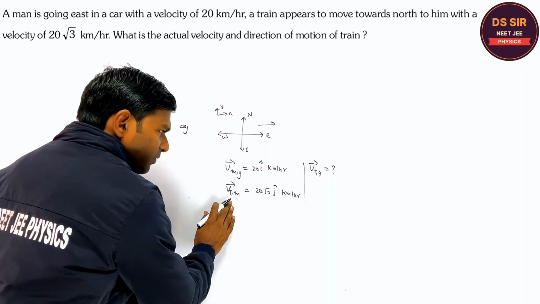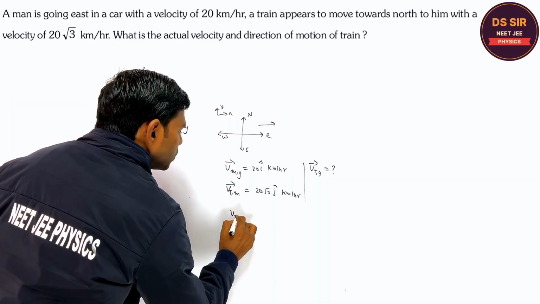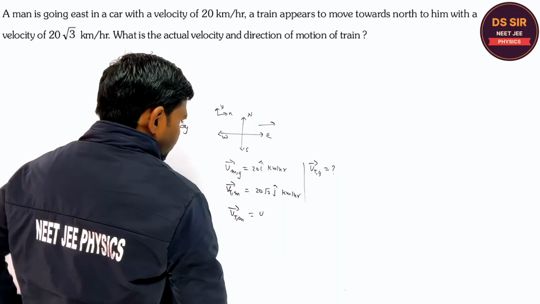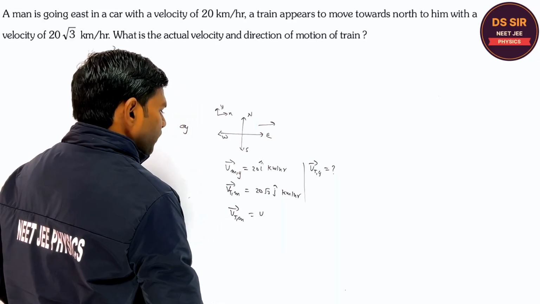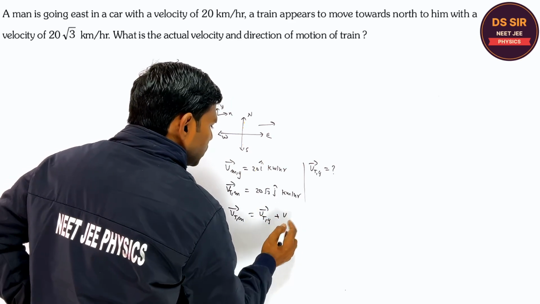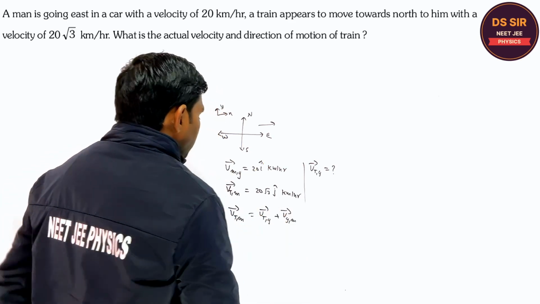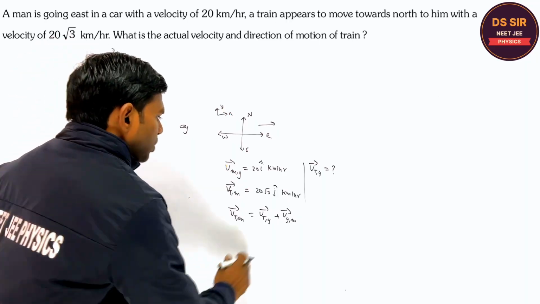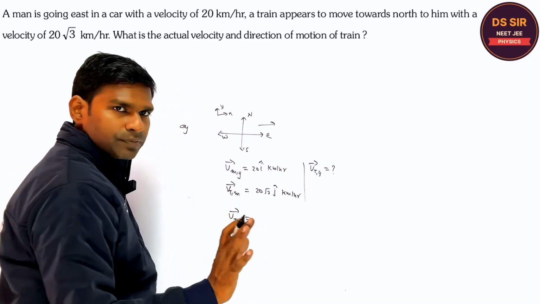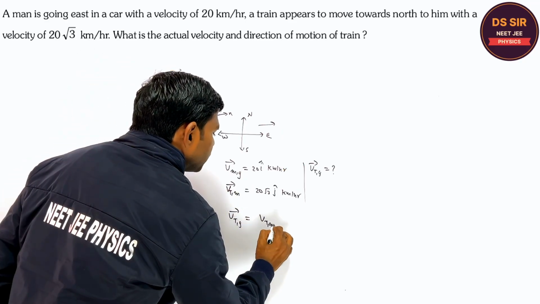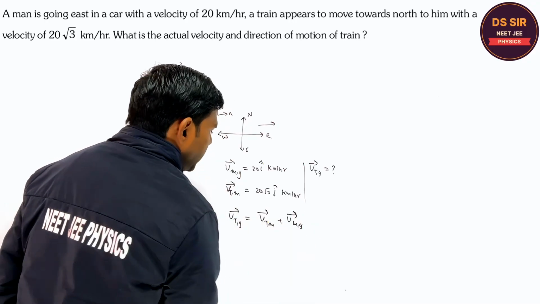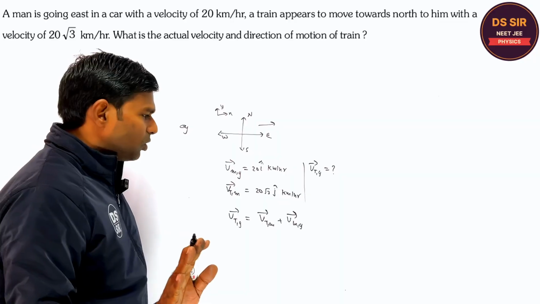So again we will apply the same equation: velocity of train with respect to man is equal to velocity of train with respect to ground plus velocity of ground with respect to man. Or you may write it like this: the velocity of train with respect to ground is velocity of train with respect to man plus velocity of man with respect to ground. It is better to write in this way. Is it clear or not?